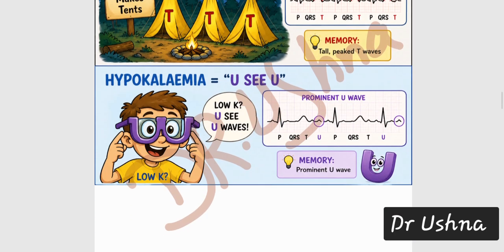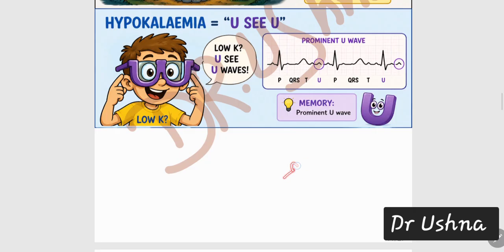As compared to this, in hypokalemia, remember U goggles. This kid is having U goggles with low potassium. So in hypokalemia, you are going to have after the T wave a small projection which is known as the U wave. This is the normal phenomenon: this is a P wave, this is a QRS complex, this is a T wave. Now ideally there should be another P wave, QRS complex, and T wave. But in between this T wave and this P wave, you are going to have a small projection which is basically known as the U wave.